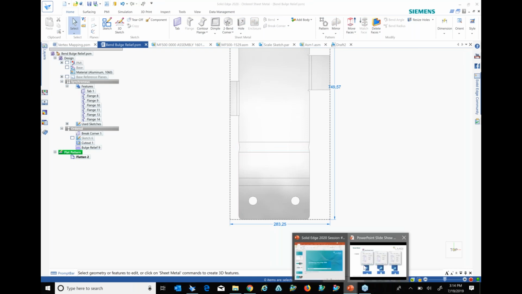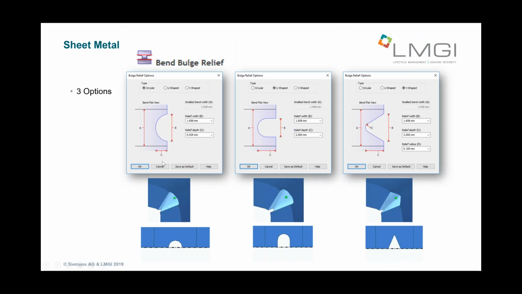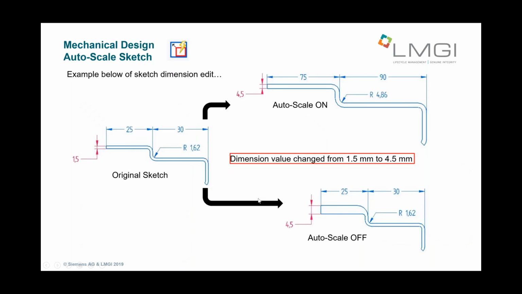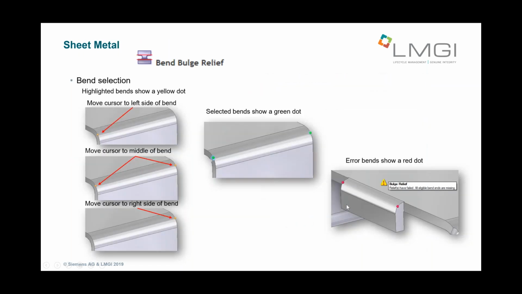Let's move ahead. And actually that bulge relief, by the way, there are options on that. You can control whether this is rounded or U-shaped, circular, V-shaped, etc. And these were the steps where you pick the edge that you want. You can actually pick multiple bends at the same time and give each of them an appropriate bend relief.